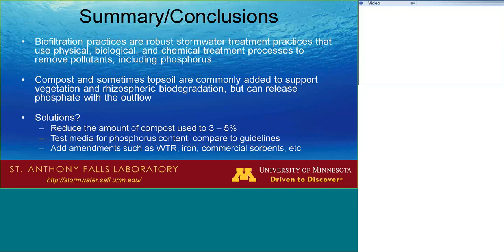I'd also recommend testing the media for phosphorus content. Compare that to guidelines that are out there. If we understand what we're putting into these systems, we can have a better idea of what to expect to come out. And then, of course, we can add amendments. There's water treatment residuals, there's iron, there's other commercial absorbents out on the market. Many of these are viable. I do think there's much more work that could be done on these to understand cost effectiveness and lifespan and other interactions with the complex water chemistry that we see in these urban stormwater runoff systems.